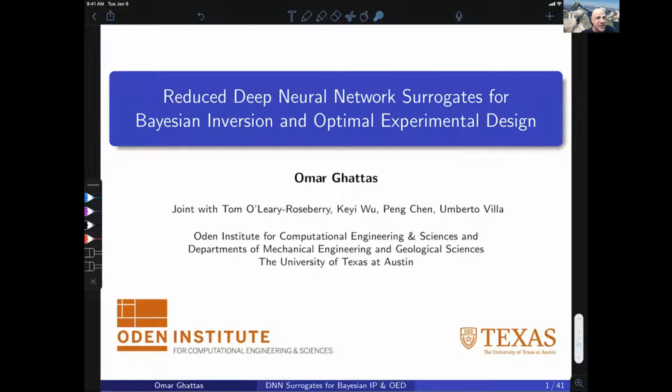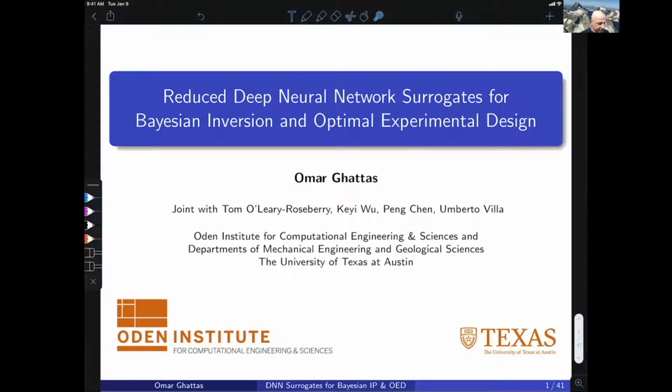And as if the Bayesian inverse problem governed by large-scale PDEs were not difficult enough, OED adds an extra layer. So this is joint work with Tom O'Leary-Roseberry, Ki Wu, Peng Chen, who is with you, and Umberto Villa. They are either current or former members of the group, and Peng is with you, so you can ask him questions afterwards and find out more if you'd like.